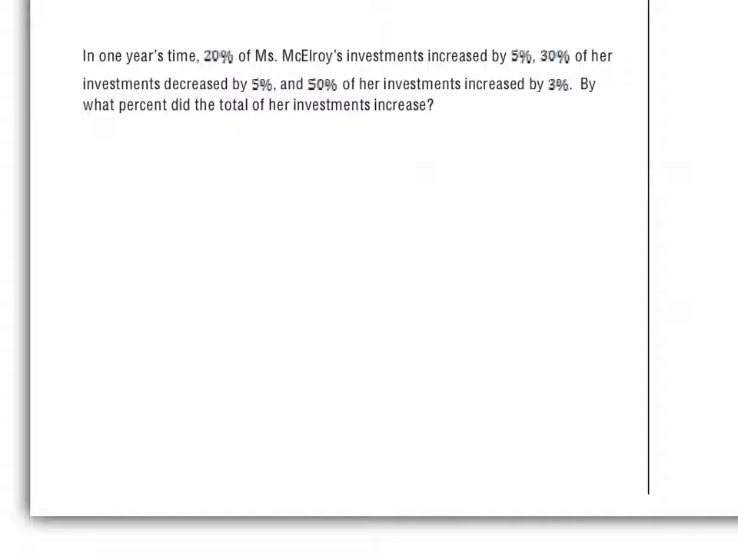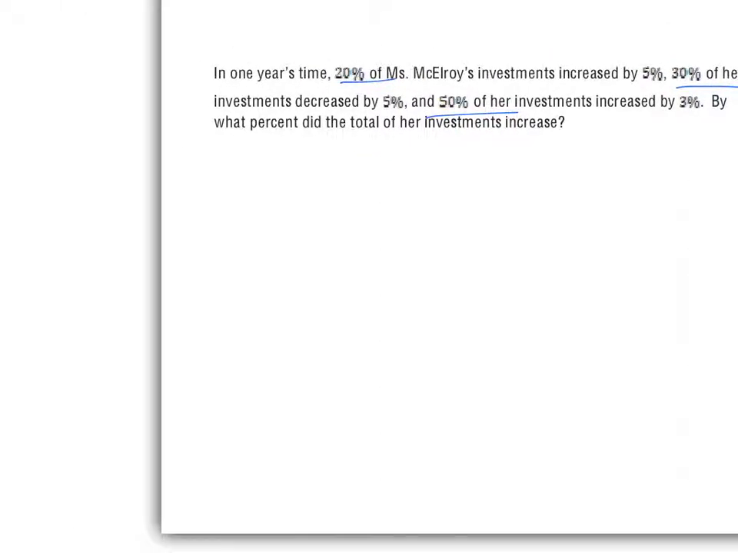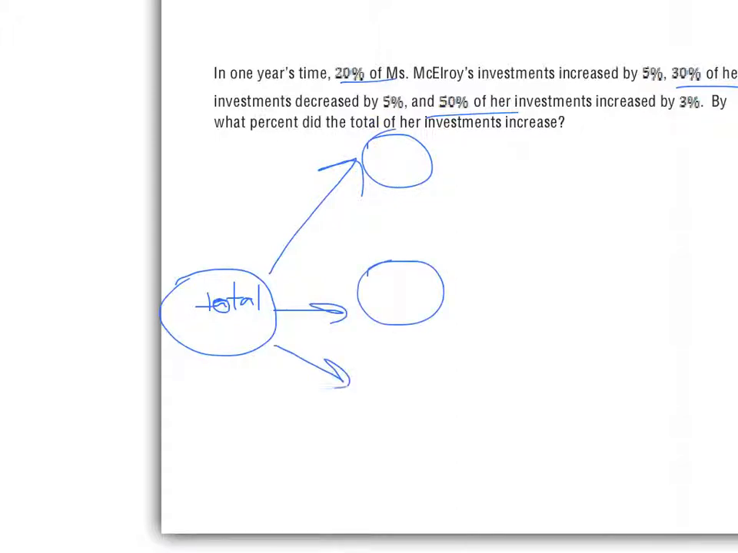All right, in 1 year's time, 20% of the investment. Okay, so it looks like we've got an investment broken down into three different parts. We've got the 20%, we've got the 30%, and we've got the 50%. So if we're thinking about setting up this diagram, we're going to start with a total. And we're going to break it down into three parts. This is the 20%, 30%, and 50%.